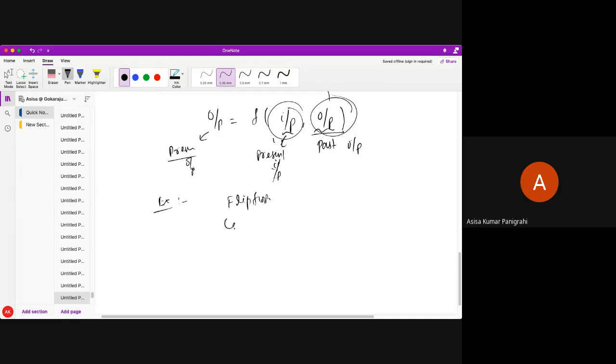The examples of sequential logic design are flip-flops. We'll discuss all these things: counters, registers, shift registers. Many things are there. These are the main examples of sequential logic design.